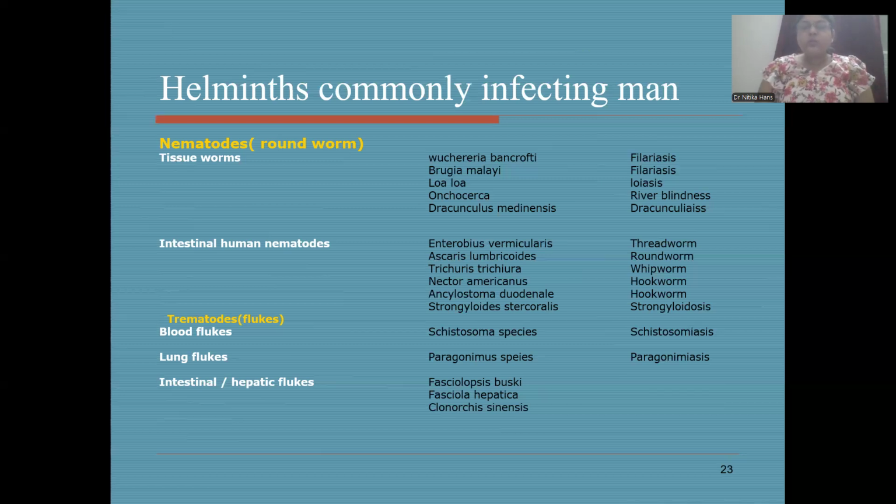Trematodes are flukes. These are blood flukes, lung flukes, and intestinal or hepatic flukes. Blood flukes are Schistosoma species, which cause schistosomiasis. Lung flukes are Paragonimus species, which cause paragonimiasis. Intestinal or hepatic flukes are Fasciolopsis buski, Fasciola hepatica, and Clonorchis sinensis.